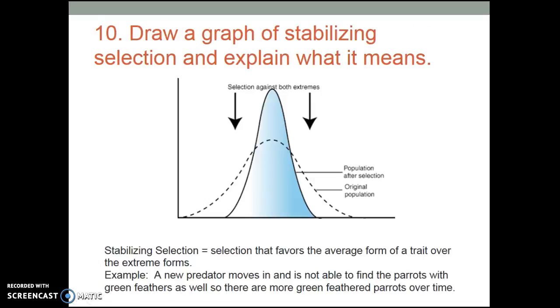And then stabilizing is where that average is going to be chosen over the extremes. The extremes are cut out, and you are going to get mostly that average. Things like a predator moving into an area is going to probably select over specific ones. Babies' birth weights, you have a nice average that is good for baby birth weight. Those very extreme of really, really low birth weight and really, really high birth weight are not necessarily cut down, but they are very, very low in numbers.